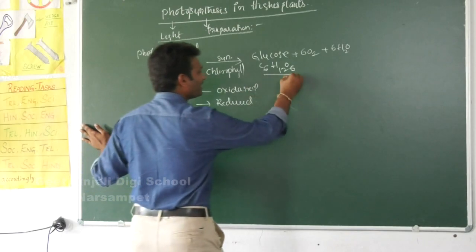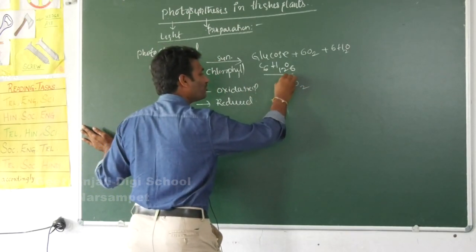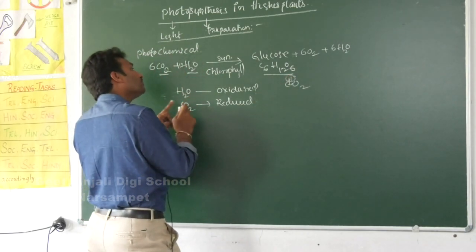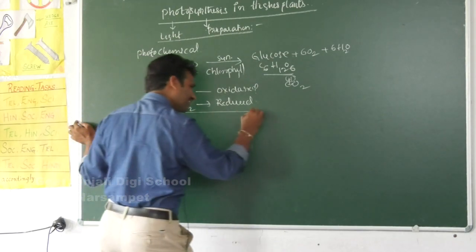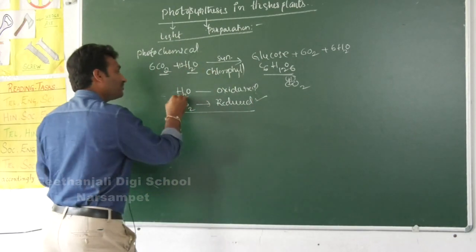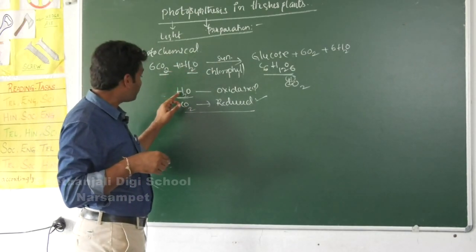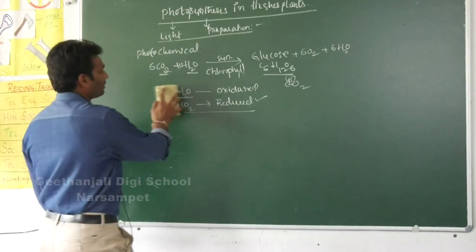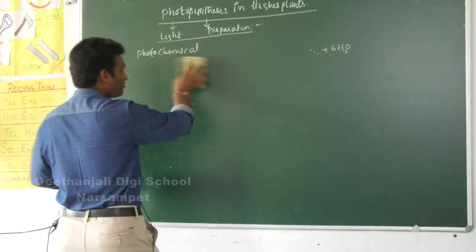Now when you see here, CO2 is there, and hydrogen is added, meaning carbon dioxide to which hydrogens are added in the process. That is the reason why CO2 is reduced. From the other side, hydrogens are just going away from it, hence it is known as water is oxidized and carbon dioxide is reduced.